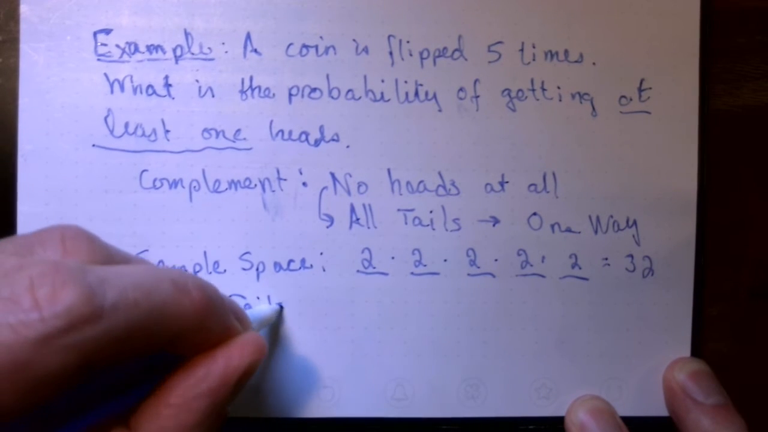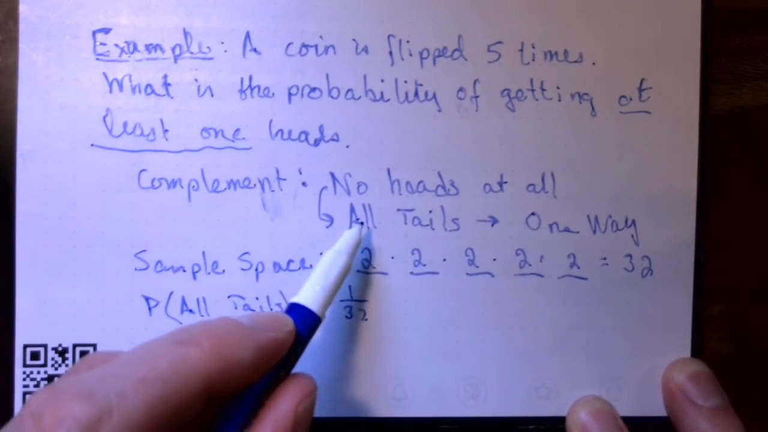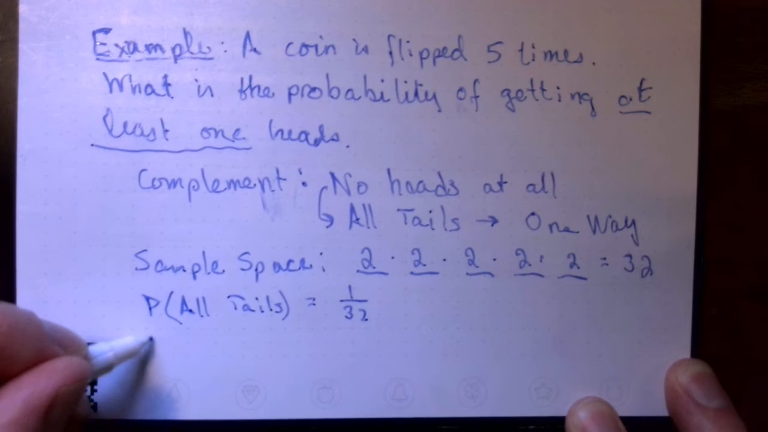Now the probability of all tails would be 1 out of 32. We just discussed there's one way to do this.